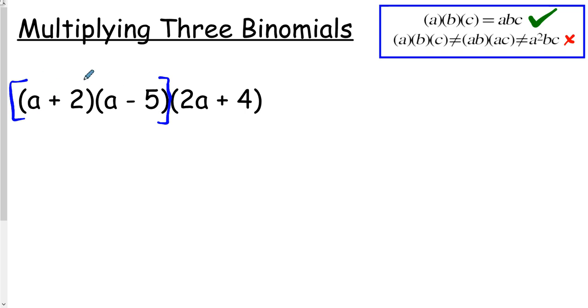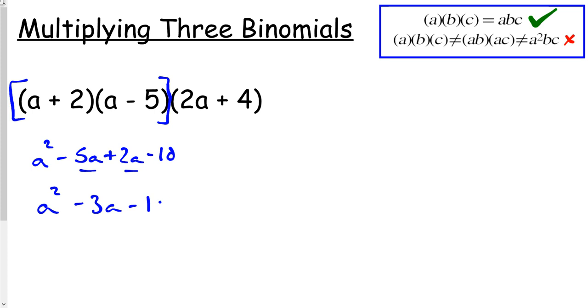All right, so if I use the distributive property, a times a is a squared. A times negative 5 is minus 5a. 2 times a is plus 2a, and 2 times negative 5 is negative 10. Combining my like terms in the middle here, I'm going to get a squared minus 3a minus 10. And now I'm going to take that and multiply it by 2a plus 4, okay? So I'm just going to use the distributive property this time, but I'm going to go through and stack my answer so you can see another way that I can do it.